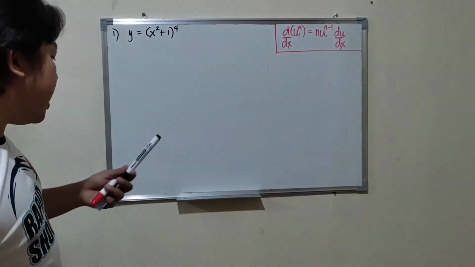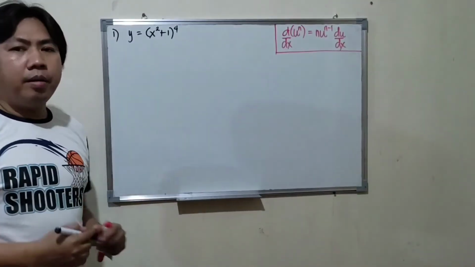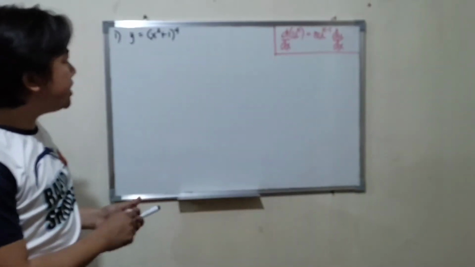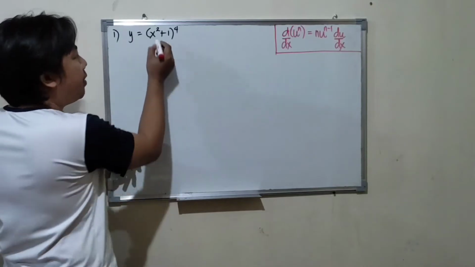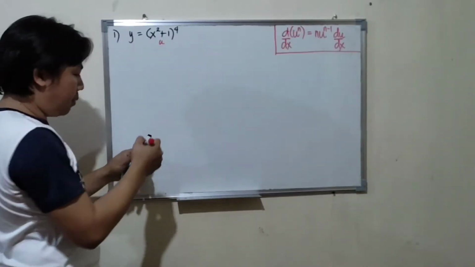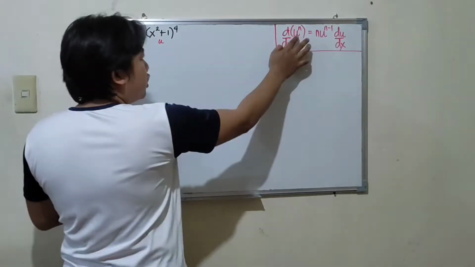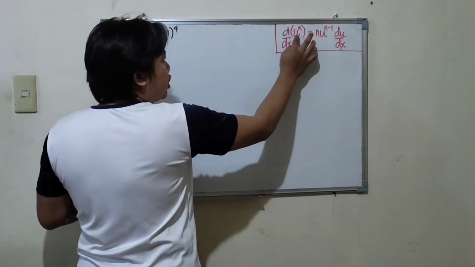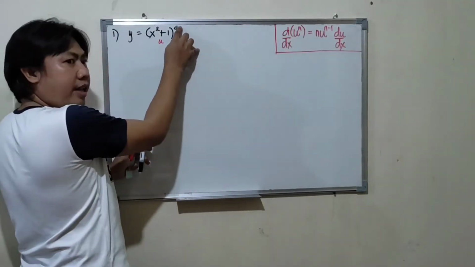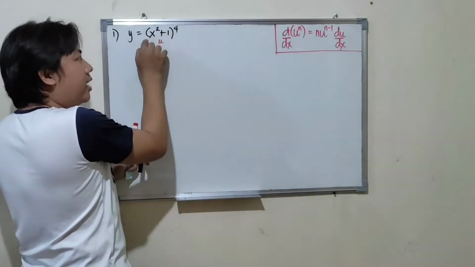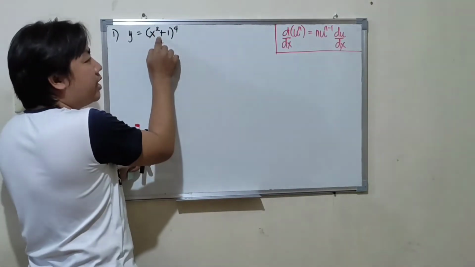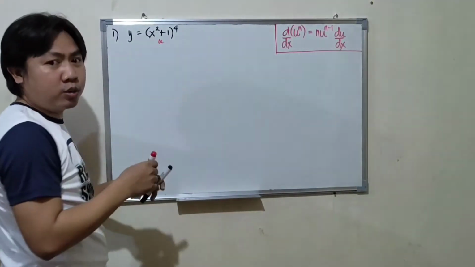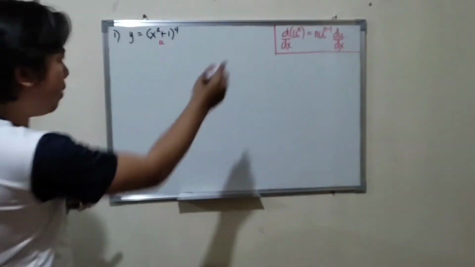Okay, so use the power rule. So, in this given, our u is the x squared plus 1. So, this is our u. So, apply the formula. So, we have derivative of u to the n. So, we have n times u. So, just multiply the exponent to the base, which is x squared plus 1. Then, subtract 1. Then, derivative pa ng u, which is x squared plus 1. Okay, so, apply the formula.